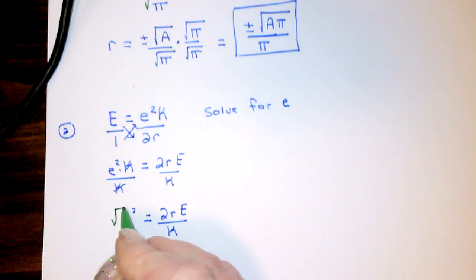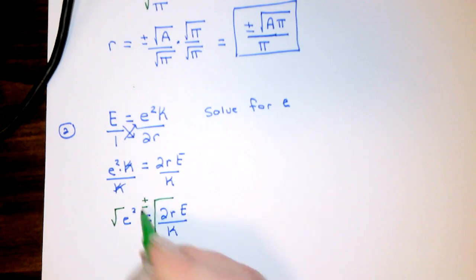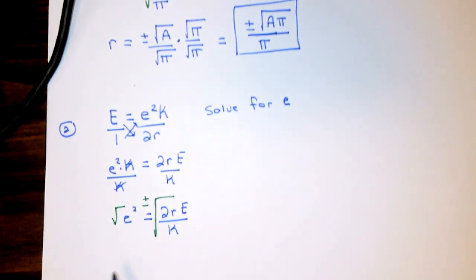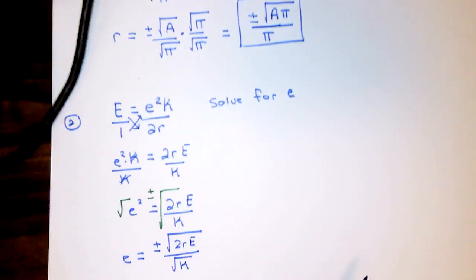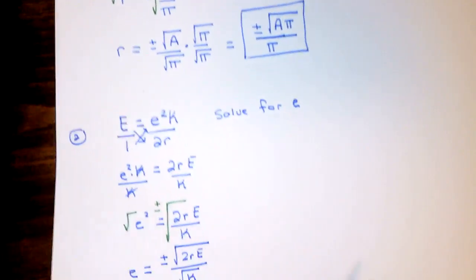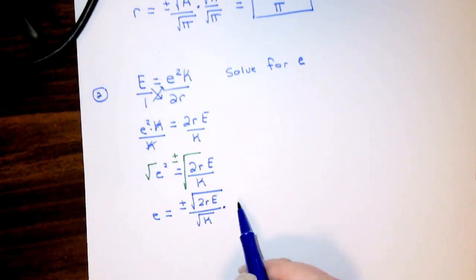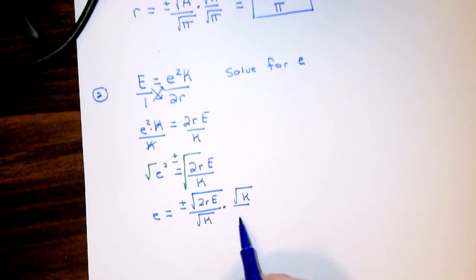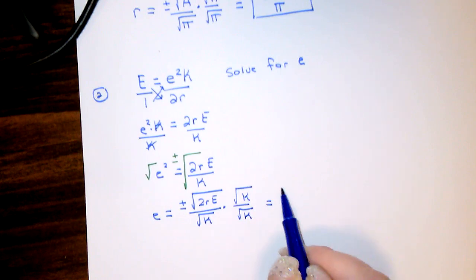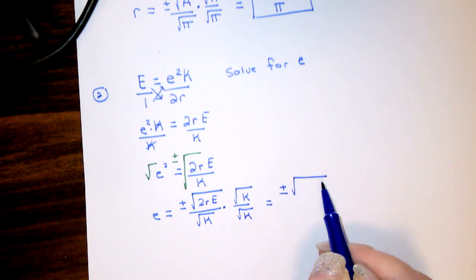We're taking the square root. Don't forget plus and minus. So we have e equals plus or minus square root 2rE over square root k. You probably want to do it this way first, where you can then get rid of your radical on the bottom. So then we're going to multiply by the radical k. So we get plus or minus square root.